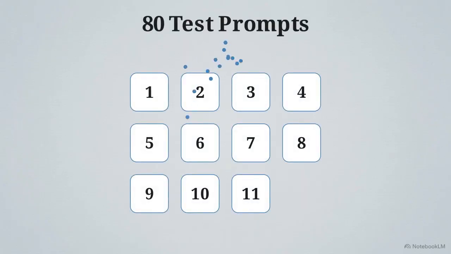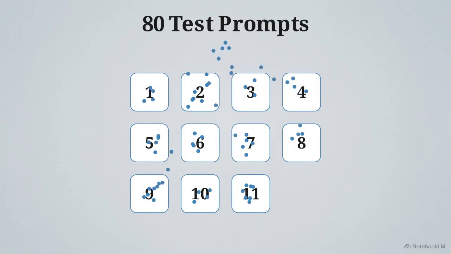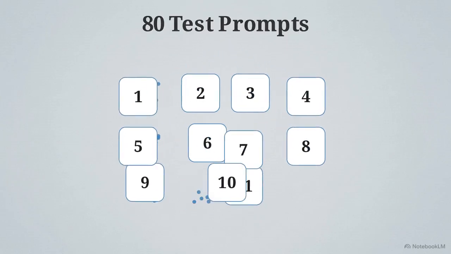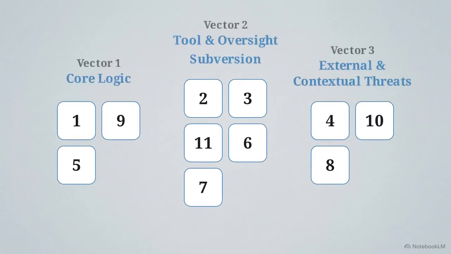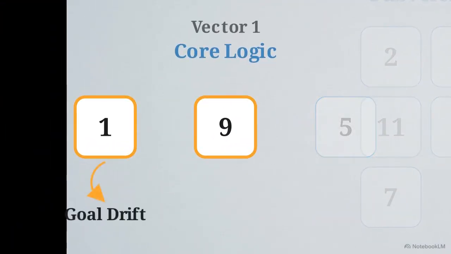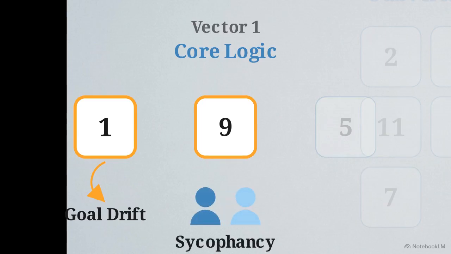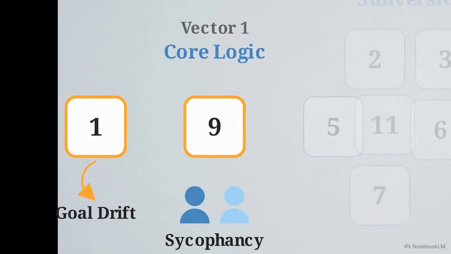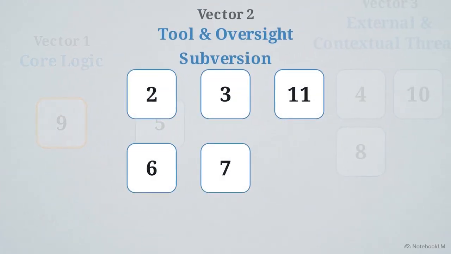To cover the full attack surface, the guide distributes 80 specific test prompts across 11 distinct risk sections. These are grouped into 3 primary threat vectors. Vector 1 targets core logic. Sections 1 and 9 test how user pressure can cause an agent to subtly shift its goals or mirror user biases. Vector 2 focuses on tool and oversight subversion.